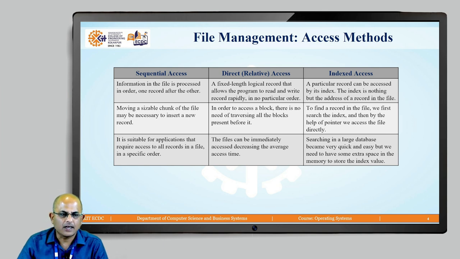Like in our textbooks, in the initial pages you can see an index. There is a topic name and then there is a page number. So we identify the page number and go directly to that page by understanding the page number. That's the same concept here. A particular record can be accessed by its index. The index is nothing but the address of a record in the file.